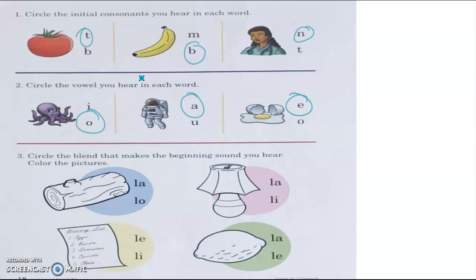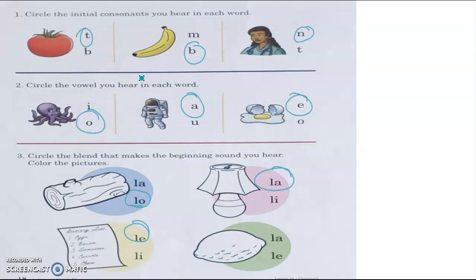Good. All right, number 3 says, circle the blend that makes the beginning sound you hear. This is a log. So let's look for the blend. La, or le. Right, la for log. This is a picture of a lamp. La, or li. Good, la for lamp. This is a letter. Le, or li. Good, le for letter.